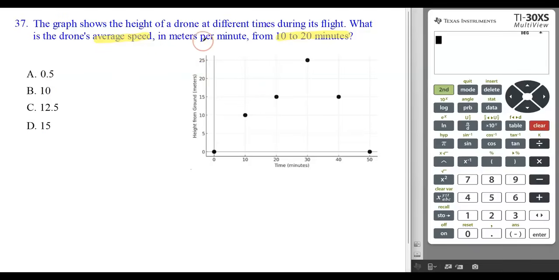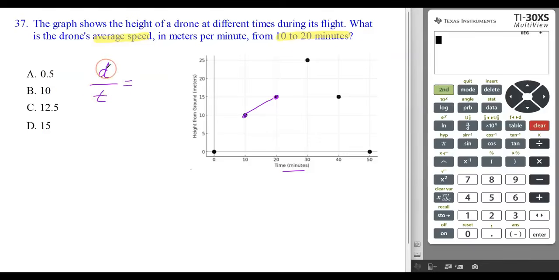We want to know the average speed from 10 to 20 minutes. So from 10 minutes to 20 minutes, this interval right here. I'm going to connect this with a straight line. Now, if you see a problem like this on the GED Math test and it says average speed, think change of distance divided by the change in the time. This is something you'll probably want to remember.